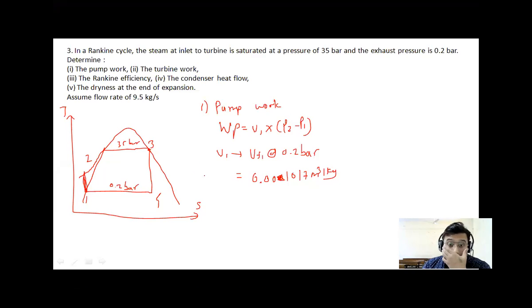Correct. So pump work, how much it will be? 0.001017 into P2 is how much? 35 bar minus P1 is how much? 0.2 bar into 10 to power 5. Calculate.